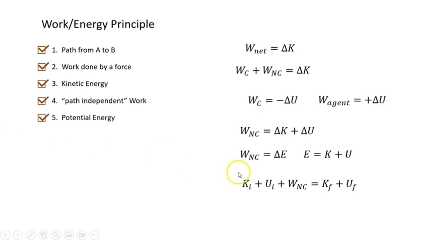And last but not least, here is the form of the work energy principle that we will use the most. These deltas are final minus initial. So if I bring the initial terms to the other side, I have a form that allows us to easily solve problems by having the terms split out into these pieces. So we have initial kinetic energy, initial potential energy, any non-conservative work, equaling final kinetic, final potential. And that's what we'll use most of the time.